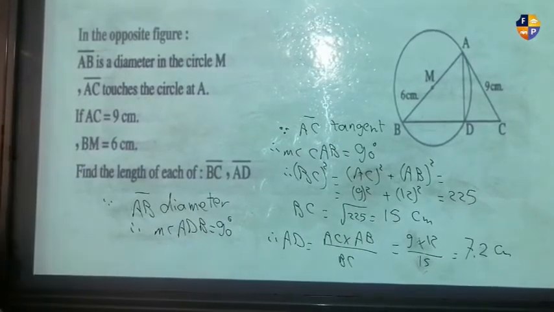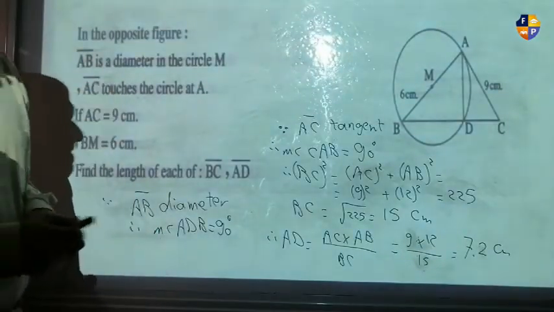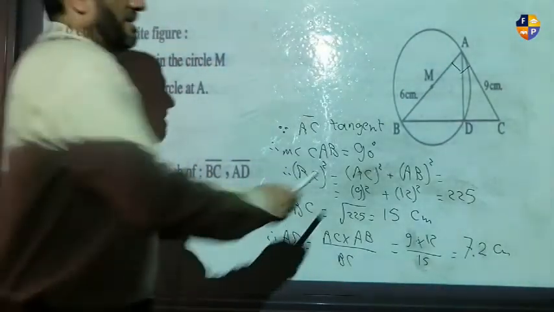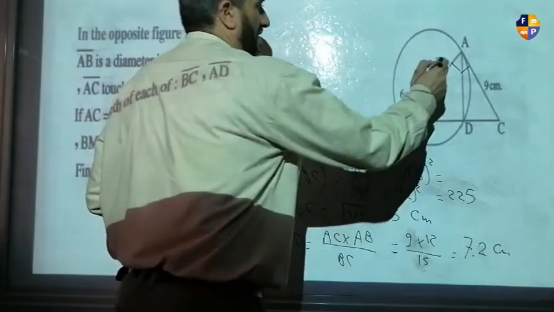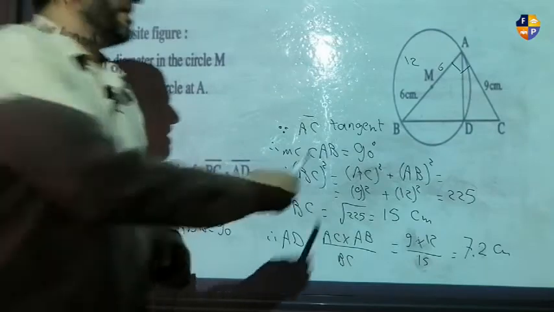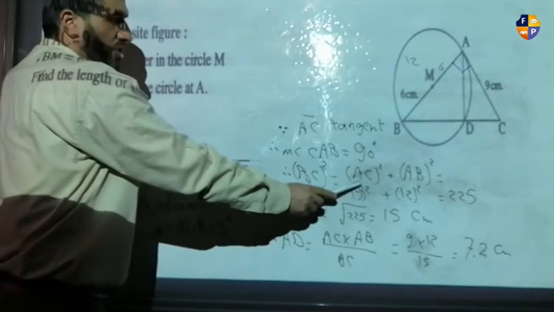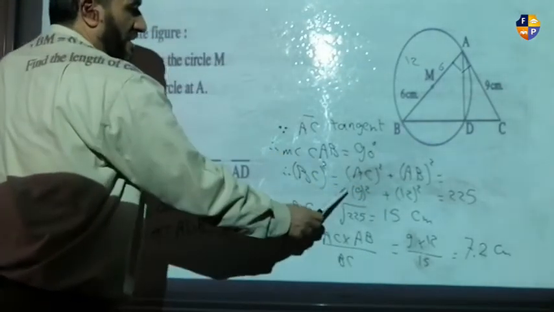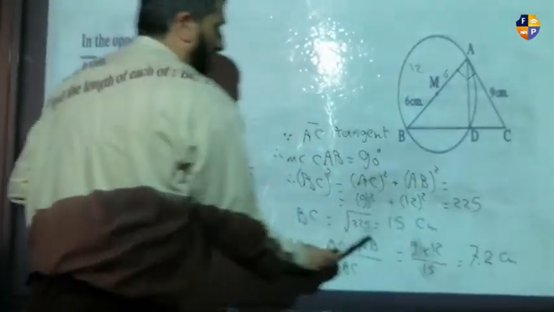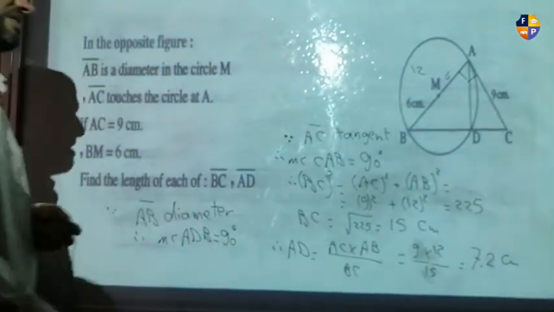Last example: in these figures, AC is a tangent and AB is a diameter, then the measure of A is a right angle. The radius equals 6, so AB equals 12. We can find BC from the Pythagorean theorem: BC squared equals AC squared plus AB squared, 9 squared plus 12 squared equals 225. Then BC equals the square root of 225, which is 15 centimeters.